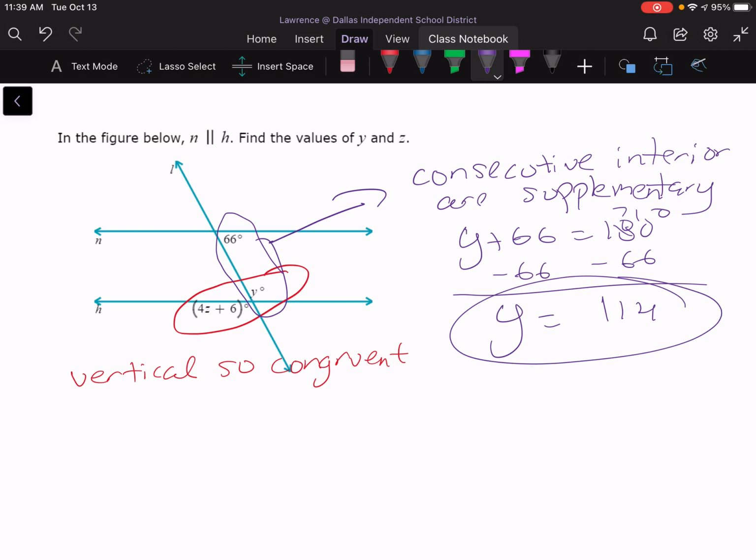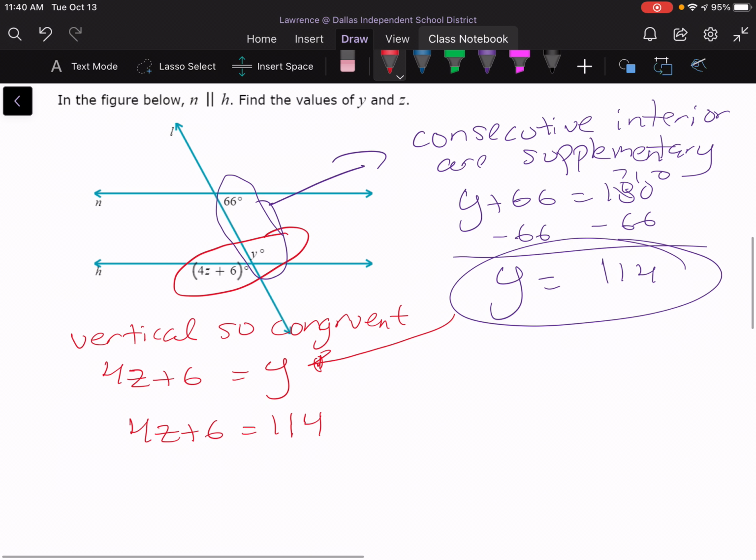Now that I know what y is, now I can deal with the idea of the vertical angles being congruent. Now I can deal with the idea that 4z plus 6 equals y. But I know what y is. So I'm just going to replace y with 114. And once again, work my quick algebra. So I need to get the z by itself, so minus 6 on both sides. 4z equals, let's see here, that's going to leave me with 108.